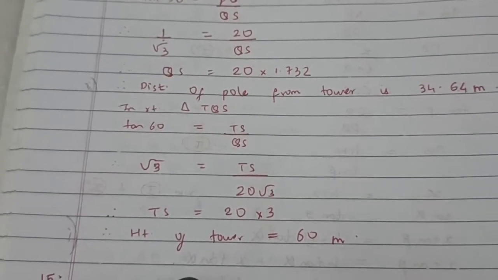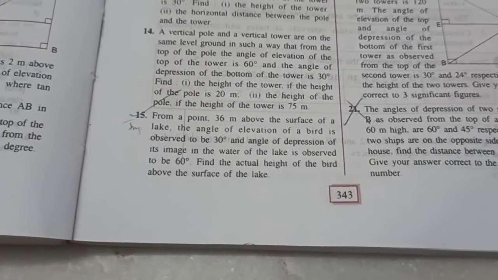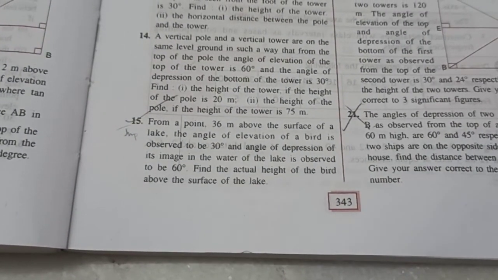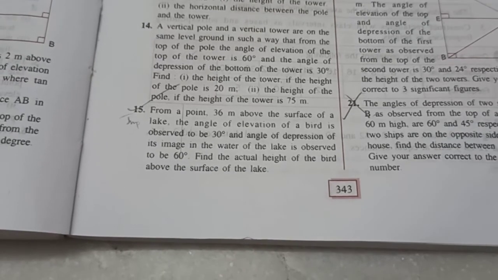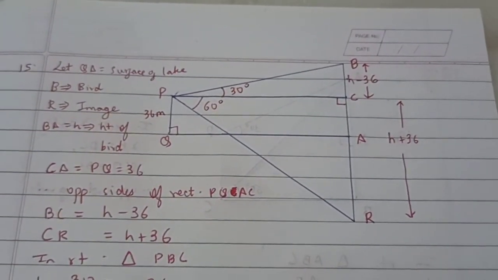Next, the 15th sum. Mark it as IMP. From a point 36 meters above the surface of a lake, the angle of elevation of a bird is 30 and the angle of depression of its image is 60. So this is the diagram.